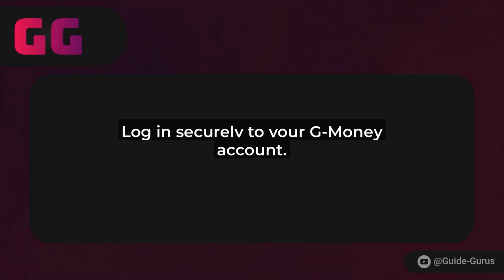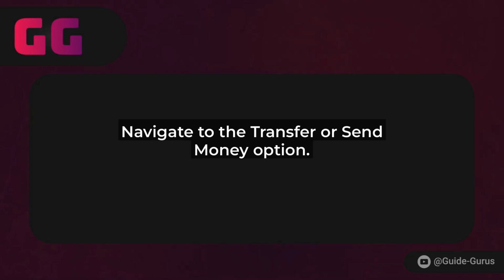Once logged in, navigate to the main menu and look for the Transfer or Send Money option. It's usually front and center for easy access. Tap on it, and you'll see a list of transfer methods. Select to other networks or specifically Momo, if it's an option.